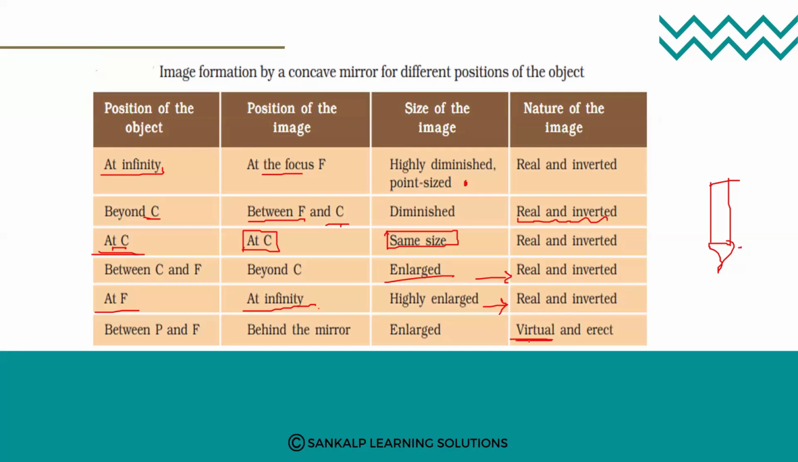Virtual means what? You are getting it behind the mirror, that is virtual, and erect means what? Upright image. So your object is like this, then the image is also like this. But it is enlarged. The image is bigger than the object. And it is found behind the mirror. Behind the mirror you are getting the image. Okay, so that is virtual and erect.